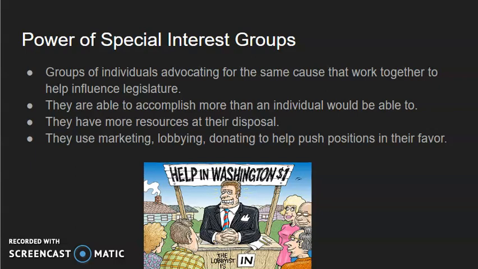When you group together, you have more resources at your disposal. You have more money. You have more influence. Legislatures are more likely to listen to you if you're not the only person who is speaking. So they're able to do things like marketing, lobbying, or donating to help push the positions of their legislatures in their favor. Now, this could either be a good thing or a bad thing. Both sides use this power to influence laws in our country.